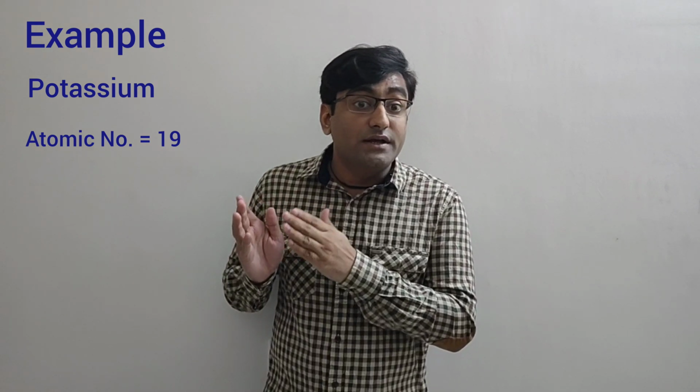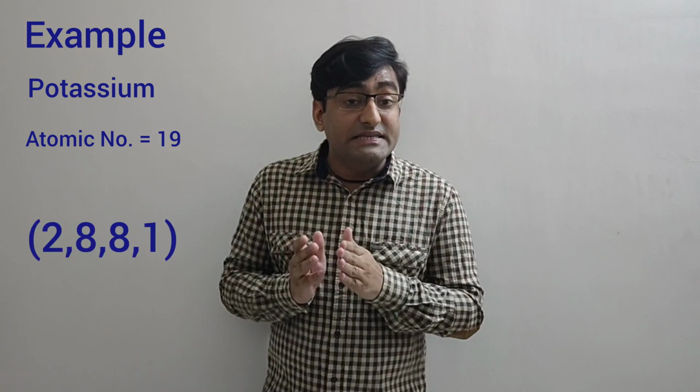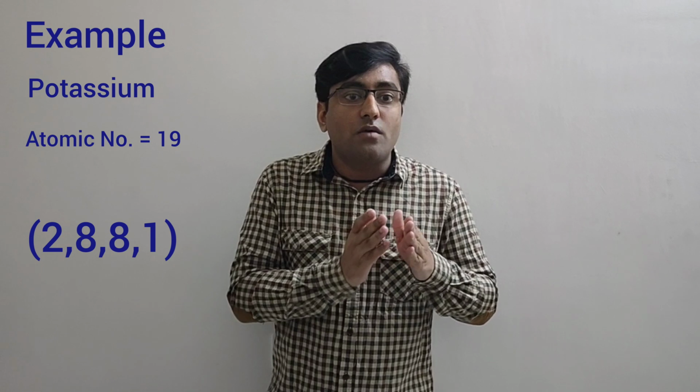So let us take the example that I took in my last video. It is of potassium. The atomic number is 19, so we have to fill 19 electrons. What I said in my last video was that the configuration of potassium is 2, 8, 8, 1. Now how is this? We'll get it from the Aufbau principle.